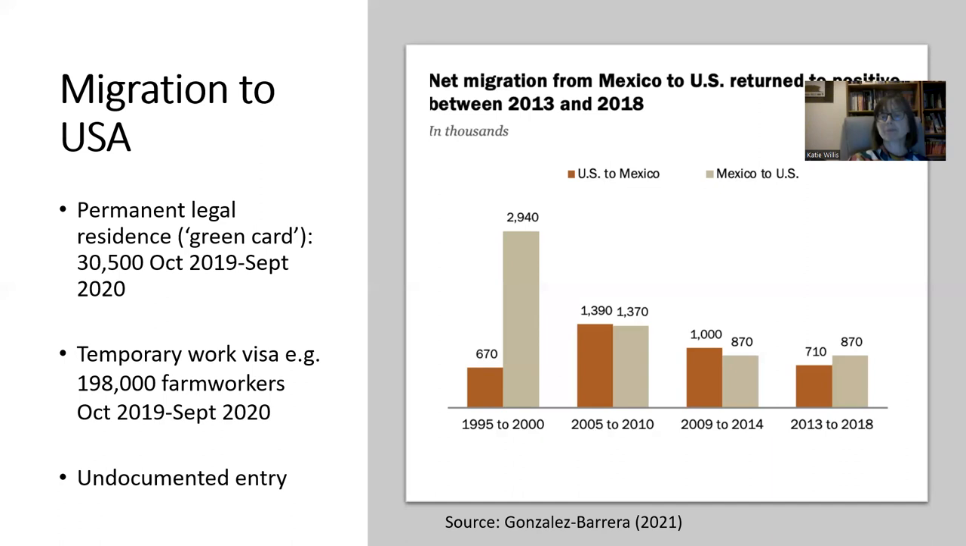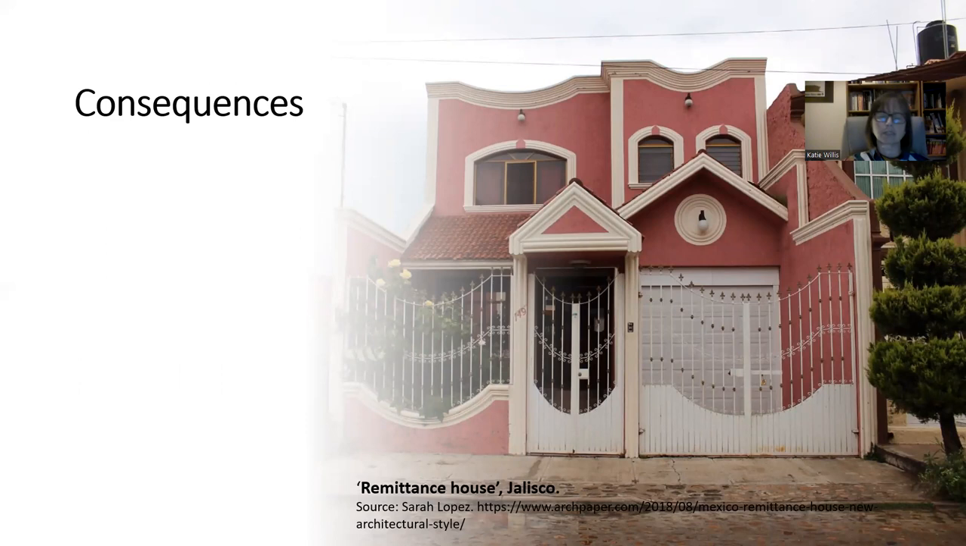What are the consequences of this migration from Mexico to the US? The first thing is clearly the remittances. We saw in an earlier slide the billions of dollars that flow into Mexico from outside the country, and most of that will come from the US. But remittances also flow to individual households and communities.